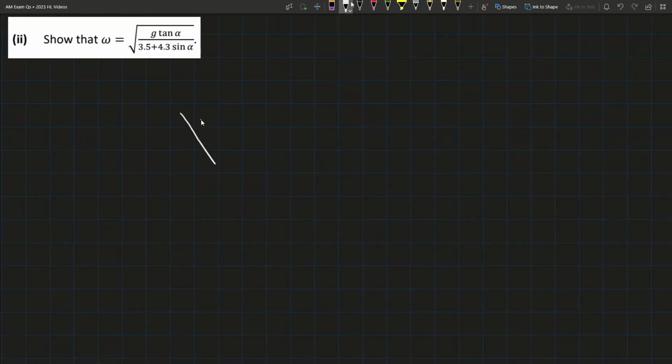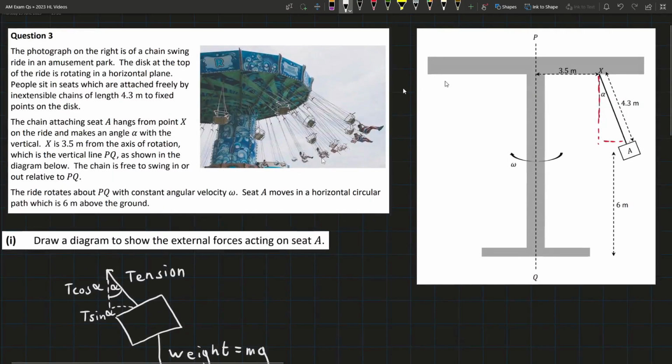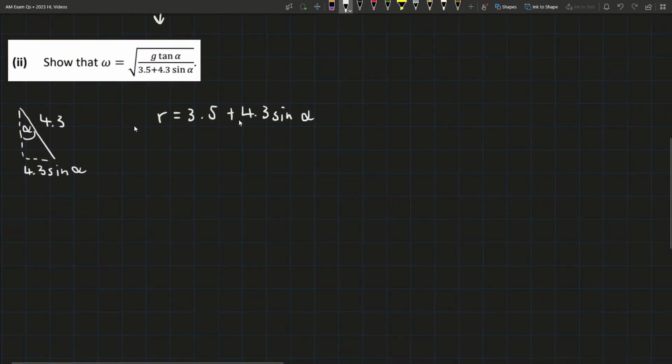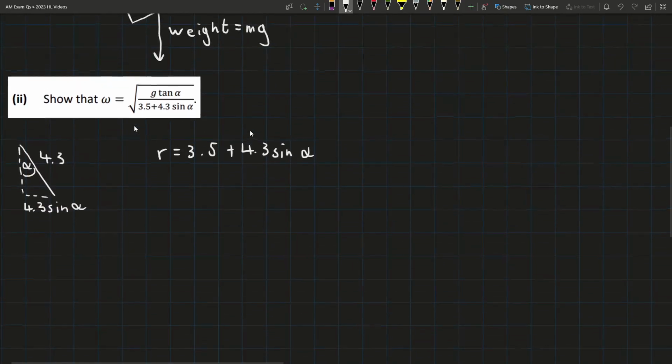So let's just redraw that. This is 4.3, and we have alpha here. So what's this distance here going to be, the horizontal distance? It's going to be 4.3 sin alpha, because it's the opposite of the alpha. Therefore, the radius is going to be this 3.5 plus the 4.3 sin alpha, because that's the distance from the center all the way over to A. So we can write that down. And now you can see it's starting to match up with the expression in the question, the 3.5 plus 4.3 sin alpha. But we'll continue anyway.